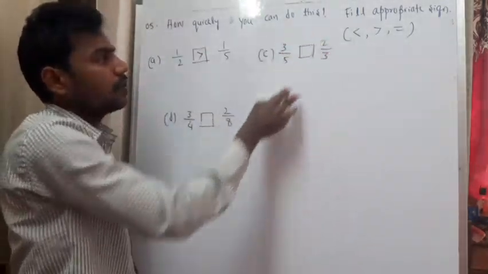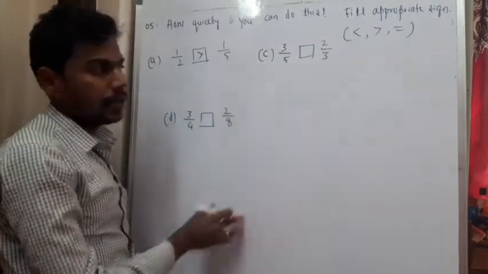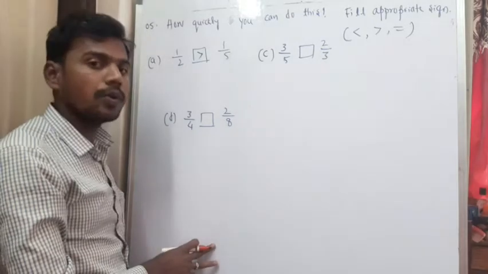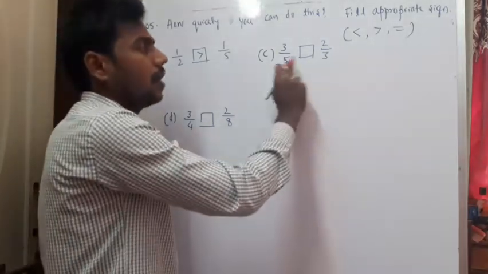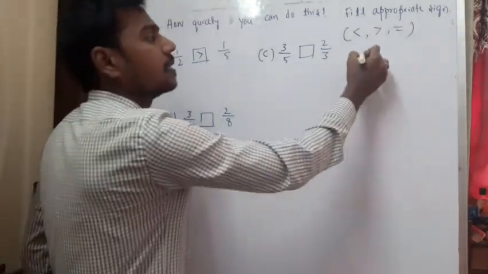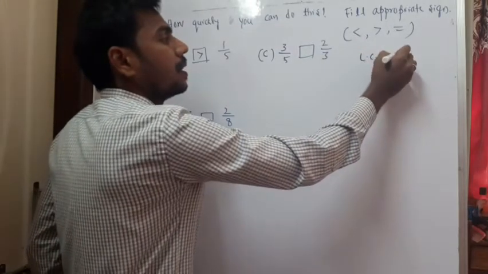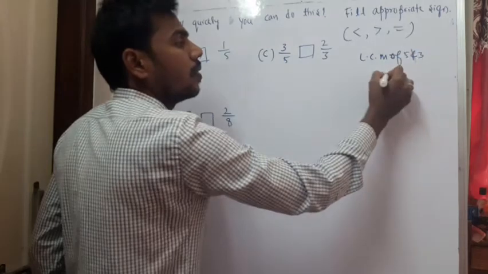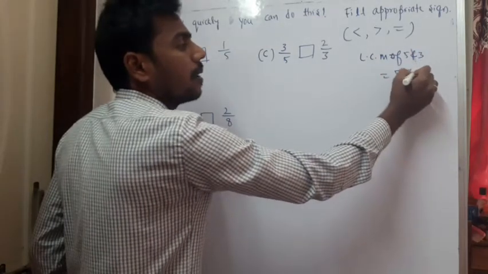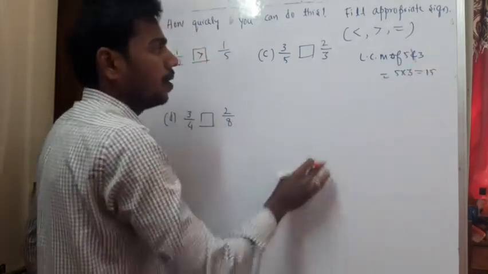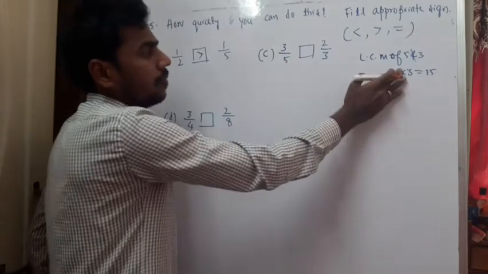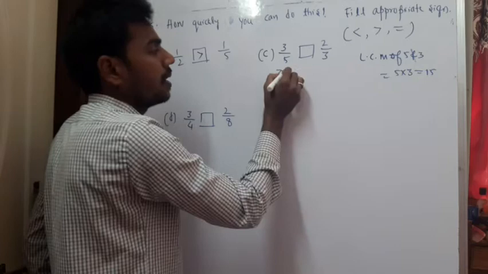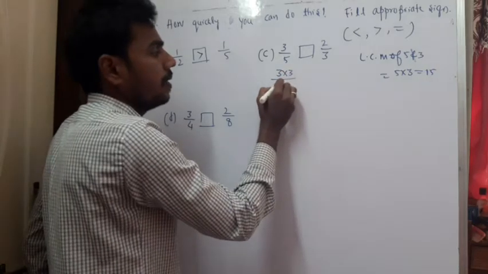So 3 by 5, 2 by 3. Neither the numerator is same nor denominator is same. What you need to do? Make the denominator equal. How are you going to make it? So get the LCM of this. 5 and 3 are co-prime, so LCM of 5 and 3 is equal to 5 into 3 because they are co-prime. 5 threes are 15. So to make the denominator 15, for 5, what is there? 3. Multiply numerator and denominator by 3. 3 into 3, 5 into 3.